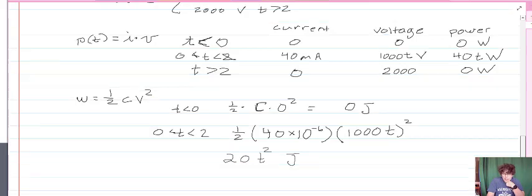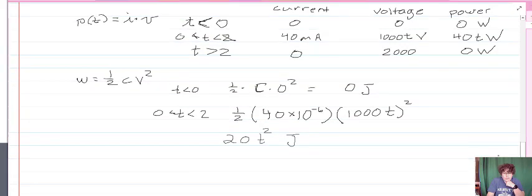Okay, now for t greater than 2, this is all our energy. W equals 1/2 times 40 times 10 to the negative 6. Our voltage here was 2000 volts squared, and that gets us 80 joules. Again, my answer said millijoules, but I still didn't see where that was. Okay, so that's our example for a capacitor.